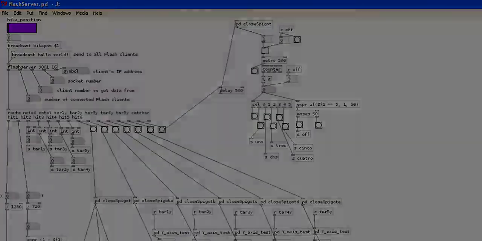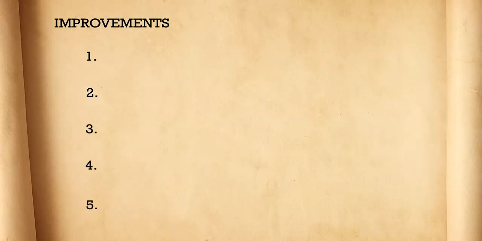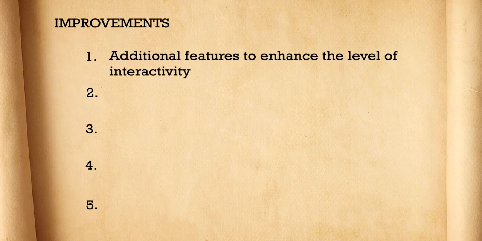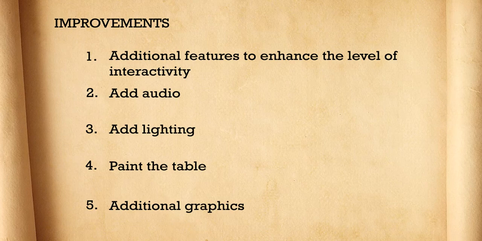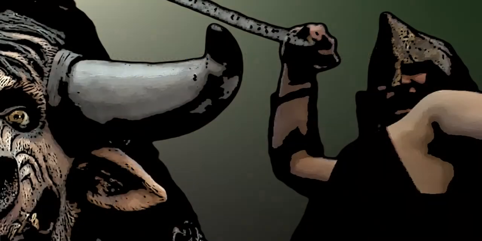For the last phase of production, we plan to make the games better by adding additional features that enhance the level of interactivity within each game. We're also going to add all audio and their features throughout the game. And lastly, we'll address the table by adding necessary lighting and also painting and adding additional graphics so that it matches its content aesthetically.